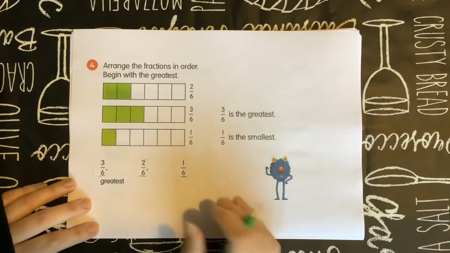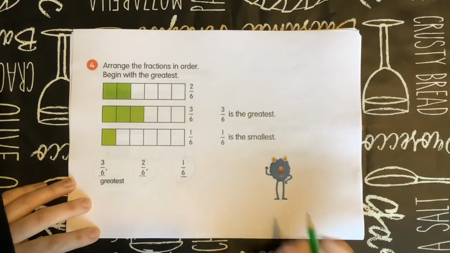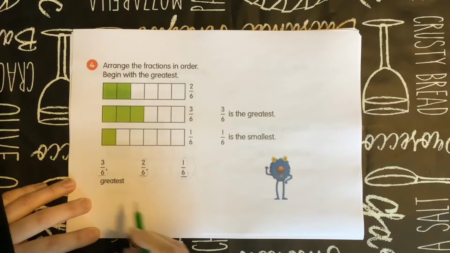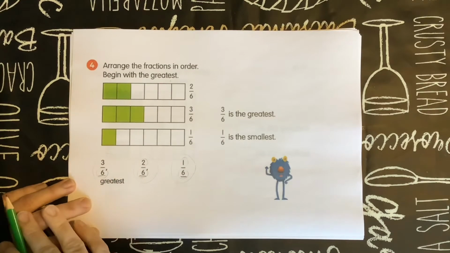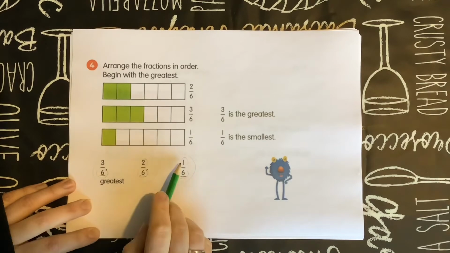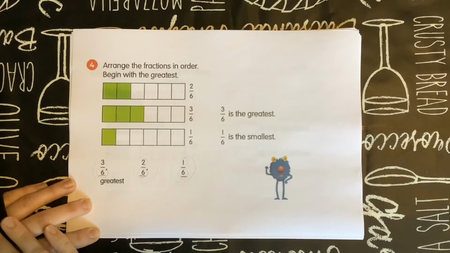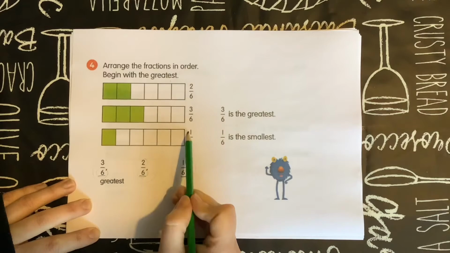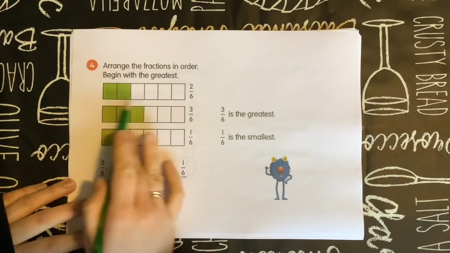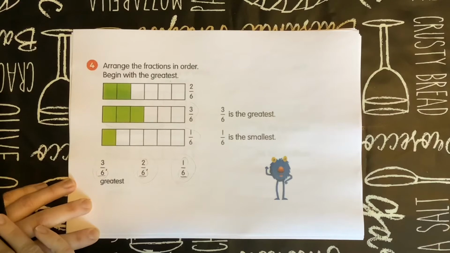So if we think about it in terms of a birthday cake, for example, we've cut our cake into 6 pieces in total. This person got 3 out of 6 pieces. This person got 2 out of 6 pieces. And this person got 1 out of 6 pieces. So we know that 1/6 is the smallest and 3/6 is the greatest.